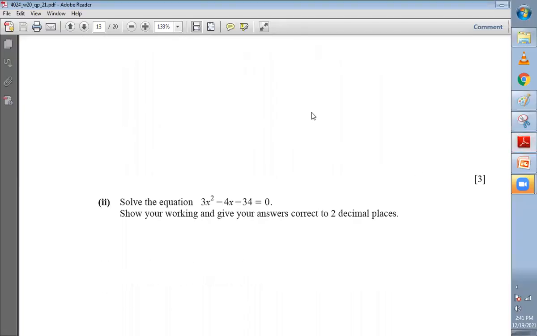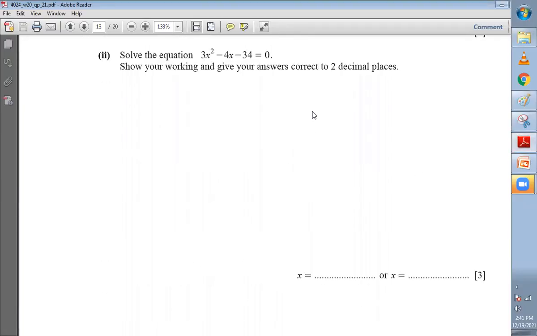Now again, a 3 marks part. It says solve 3x squared minus 4x minus 34 equals 0. Show your working and give your answer correct to 2 decimal places. If the answer will be in decimal places, it means that you cannot do the middle term breaking. We have to apply the quadratic formula.